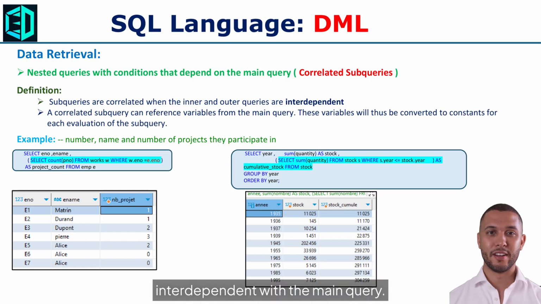Correlated subqueries are interdependent with the main query. They reference variables from the main query, allowing for dynamic data retrieval based on changing conditions, enhancing query flexibility.